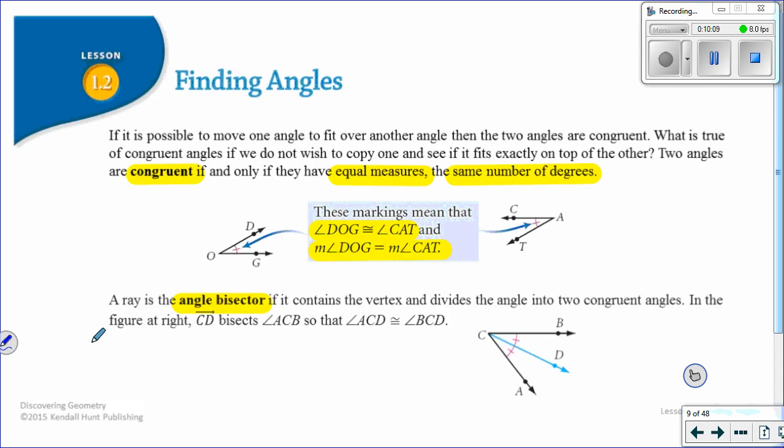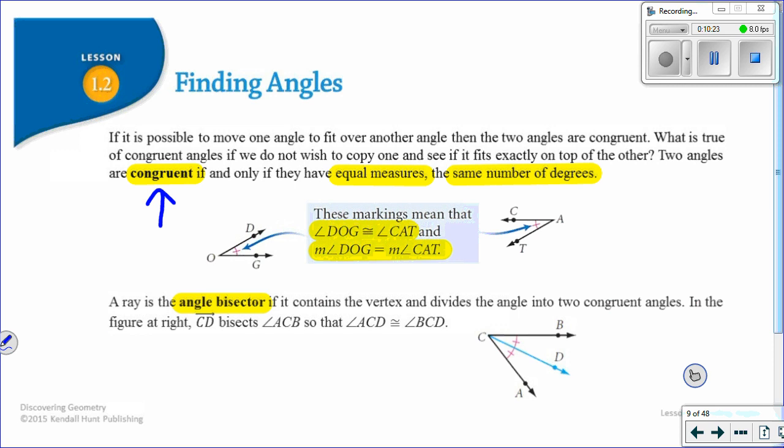All right, it's kind of a long lesson, so just bear with me here. It's possible to move one angle to fit over another angle. If you can fit one angle right on top of the other angle, those angles are called congruent. They're congruent if they have equal measures. So if you have two 16-degree angles, those are congruent. Equal measures are the same number of degrees.